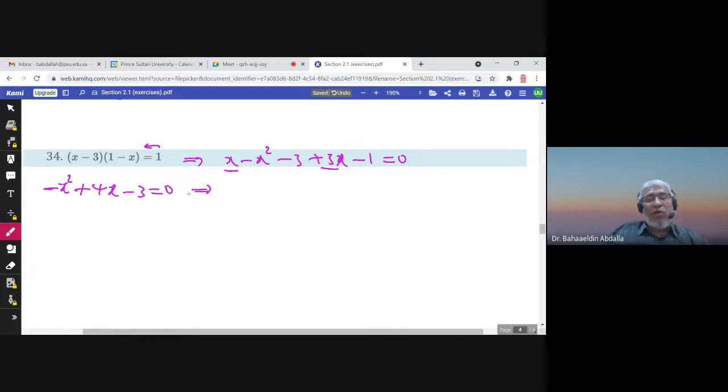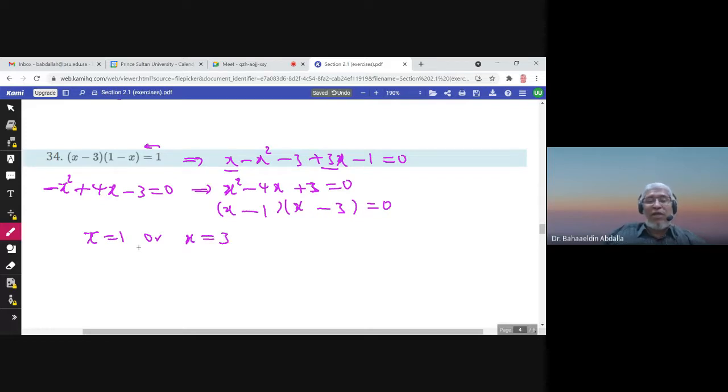Well, if I'm going to try factoring, I like the coefficient of x squared to be positive. So I will multiply by a negative sign, and this does not change the solutions of the equation. Now I can factor this easily because x times x, and I need two numbers. Their product is positive 3, their sum is negative 4, and that's negative 1 and negative 3. So either x is 1 or x is 3.